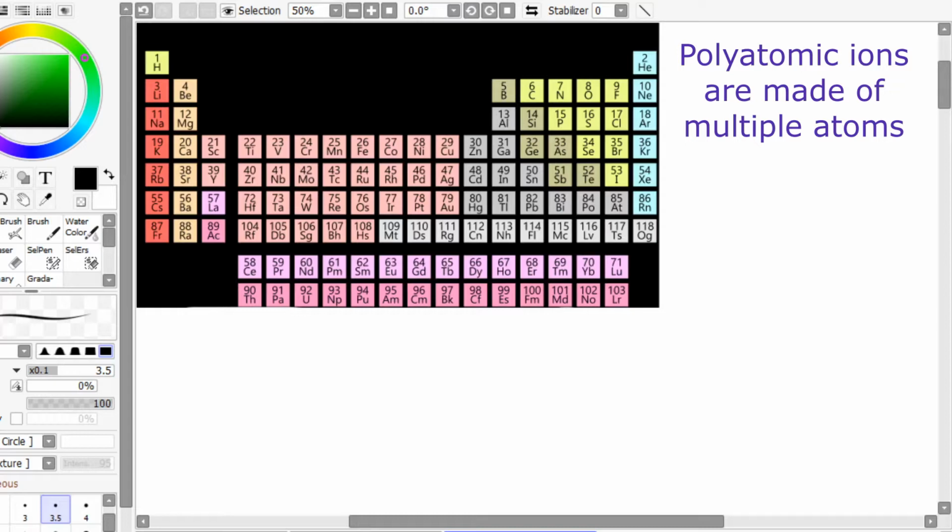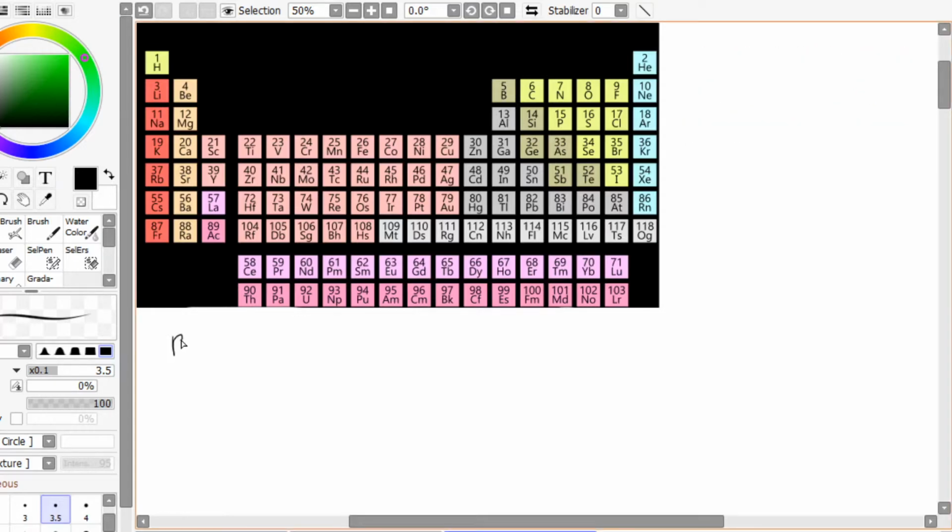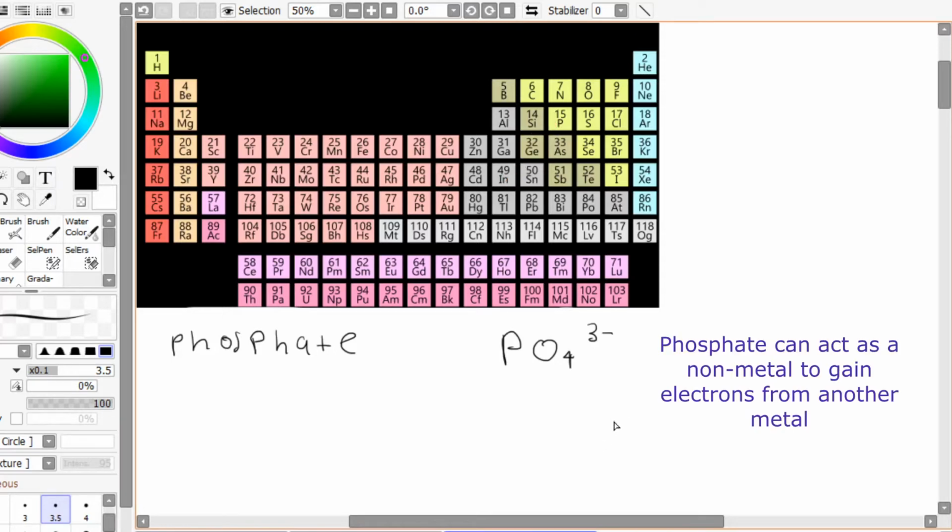For example, you may have heard of phosphate. Phosphate, which is written like this, PO4, and it does have a charge. Phosphate is made up of 1 phosphorus and 4 oxygen atoms. As a phosphate, it can act as a nonmetal that wants to gain electrons from some other metal because it does have this negative charge. It's an anion, and the type of ion that phosphate makes is it wants to gain electrons.